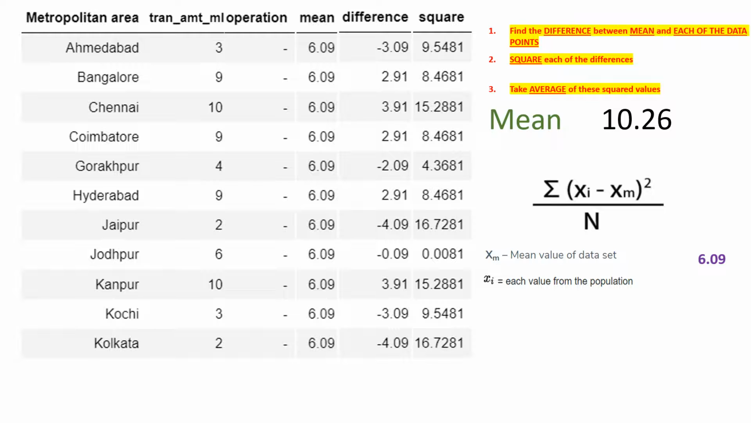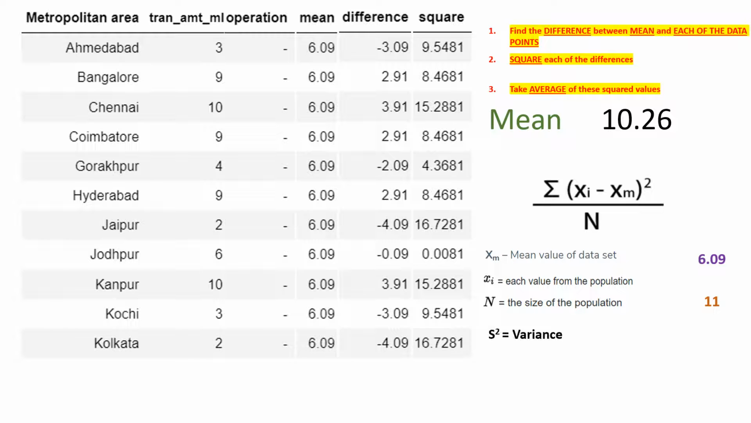Then the next one, this is each value from the population. So here is the population, and these are the individual values. For example, 3, 9, 10, 9, 4, 9, 2, 6, 10, 3, 2. These are each of the data points. Then comes n. What is n? N is the total number of elements. So in our case, the total number of cities will be n, which was 11, right? We had 11 cities, okay?